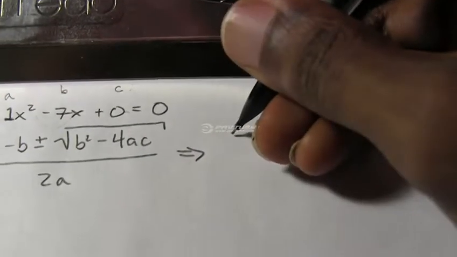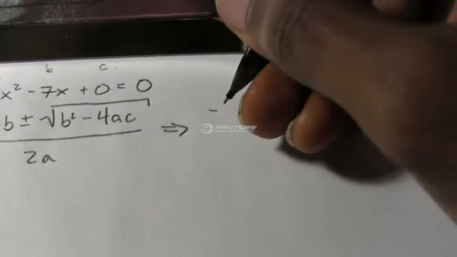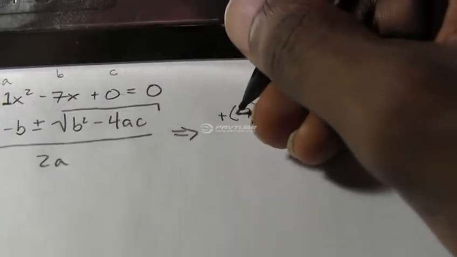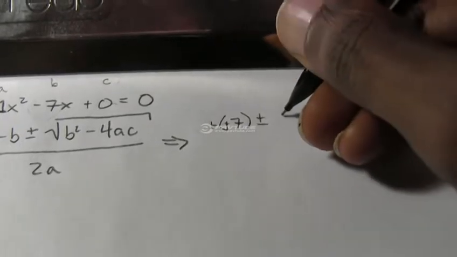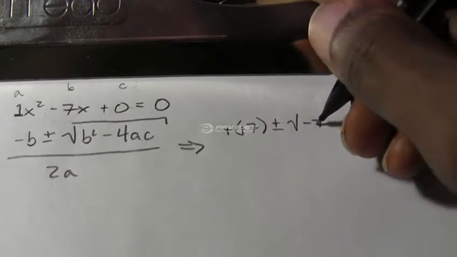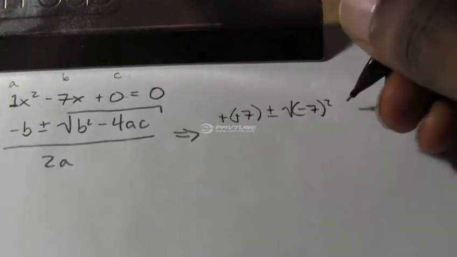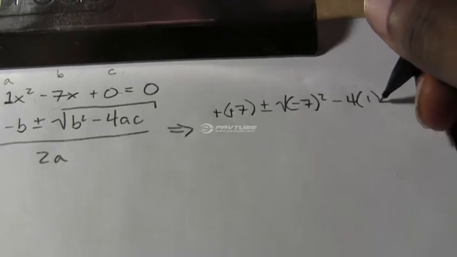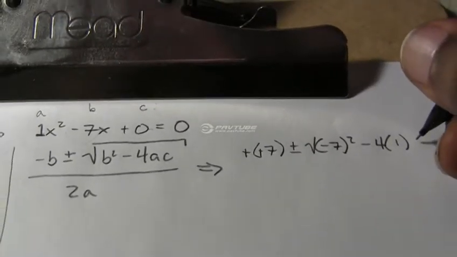So we've got negative negative 7, that's a positive 7, plus or minus the square root of b squared, which is negative 7 squared, minus 4 times a. a is 1. And what's c? 0.